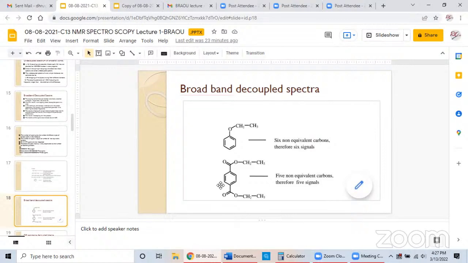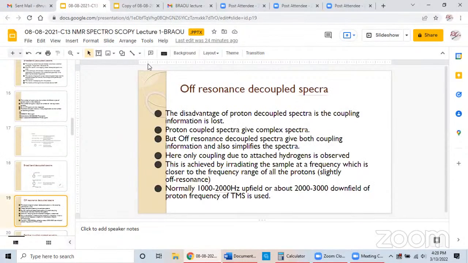And all 4 aromatic carbons are the same, because all these 4 are ortho to the same group. So there is symmetry, a mirror image. Okay, 1, 2, 3, 4, 5. So only 5 non-equivalent carbons are there. Therefore, 5 signals are observed in broadband decoupled spectra. Okay, so that's it. We have seen undecoupled spectra, we have seen broadband decoupled spectra, and next one is off resonance decoupled spectra.